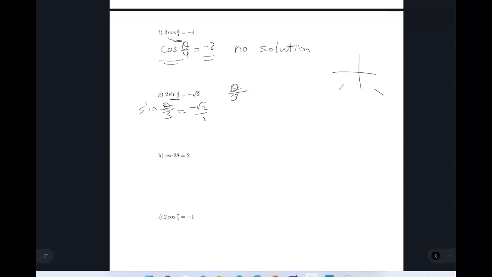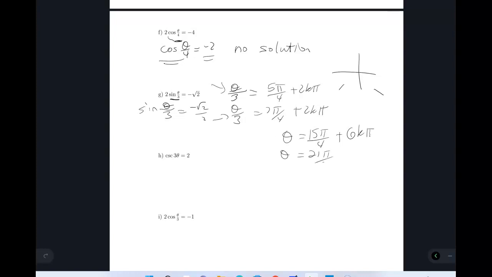So the sine is the y value, so that's these two down here. So that means it needs to be 5 pi over 4 plus 2k pi, or this angle has to be 7 pi over 4 plus 2k pi. Then you finish solving for theta by multiplying by 3. So this first line turns into 15 pi over 4 plus 6k pi, and this second line turns into 21 pi over 4 plus 6k pi.